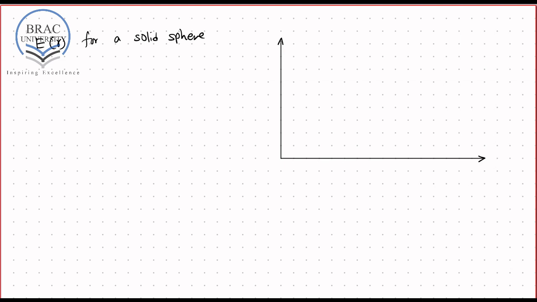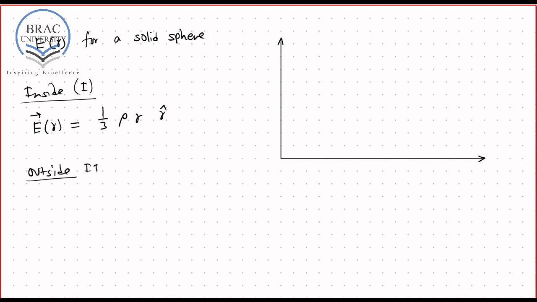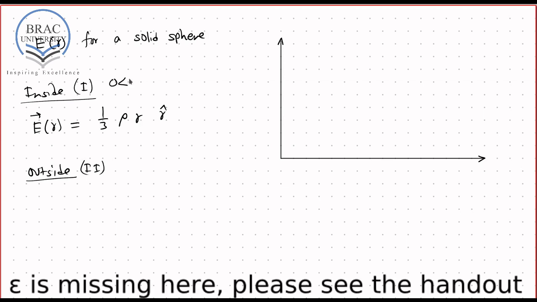Let's summarize what we have learned. Inside the sphere, in region 1, we have E of r as 1/3 rho r hat, and outside, in region 2, well, inside means r is greater than 0 and less than big R, and outside means r is greater than big R, which is E of r as K Q r hat over r squared.